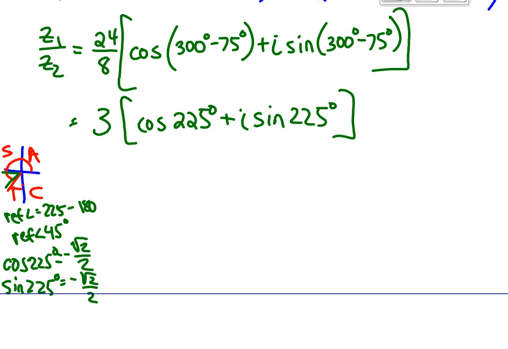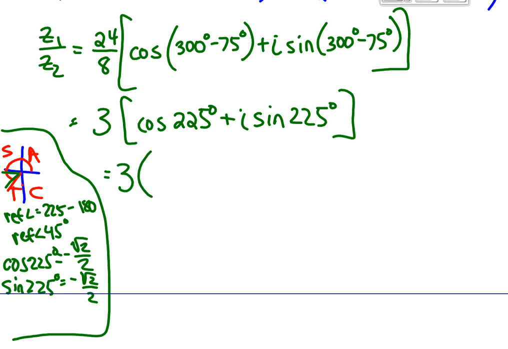So then I'm going to go back up to my problem here, and I'm going to say, let me just kind of put a little circle around that. This is equal to 3, and then times the cosine of 225, which is negative square root of 2 over 2, plus i, and then the sine of that is negative square root of 2 over 2 also.